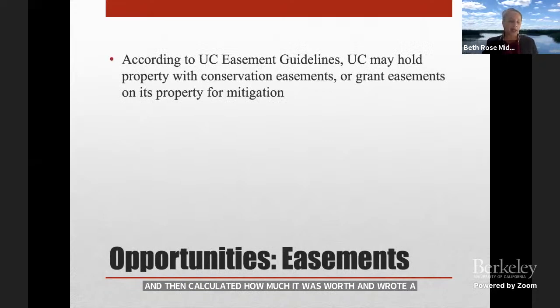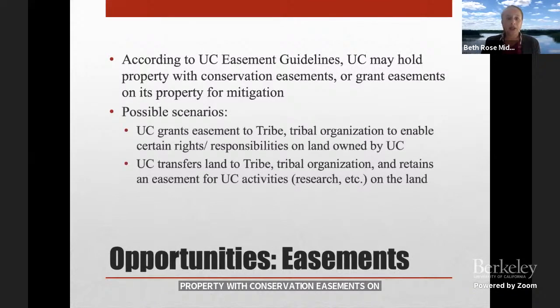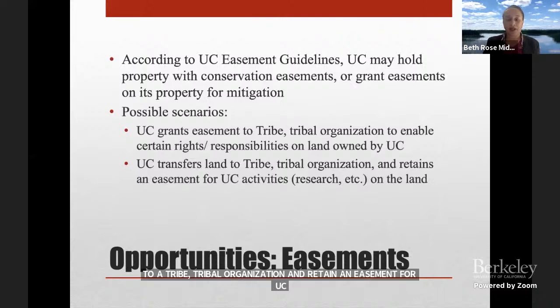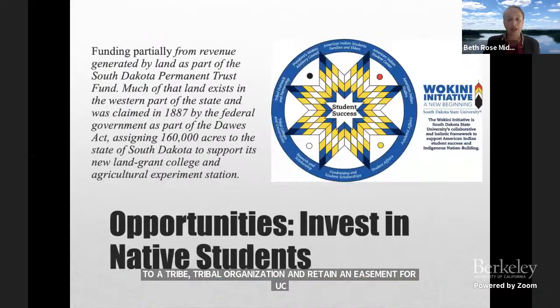Another is easements. According to UC easement guidelines, University of California can hold property with conservation easements on it, or grant easements on its property for mitigation or other purposes. So some possible scenarios are UC granting easements to tribes, tribal organizations to enable, facilitate, support the carrying out of certain rights and responsibilities on land that's under UC jurisdiction but is within tribes' homelands. Or UC could transfer land to a tribe, a tribal organization, and retain an easement for UC activities, which could include research, restoration, et cetera, on that land. So another tool in the toolbox.